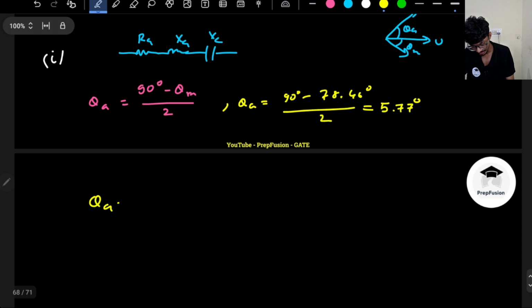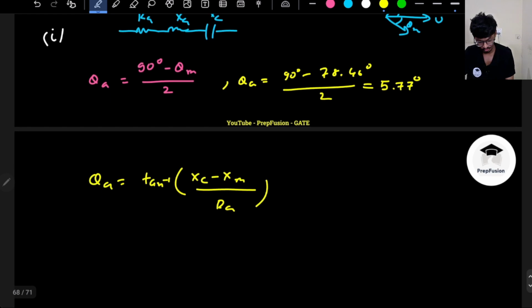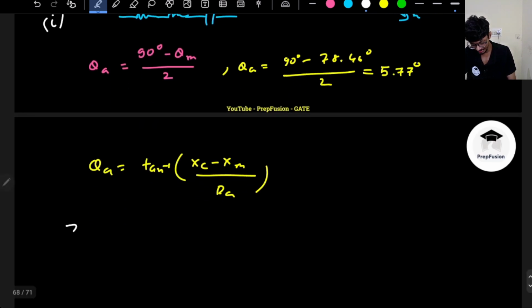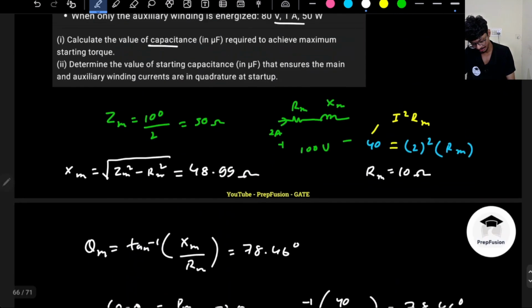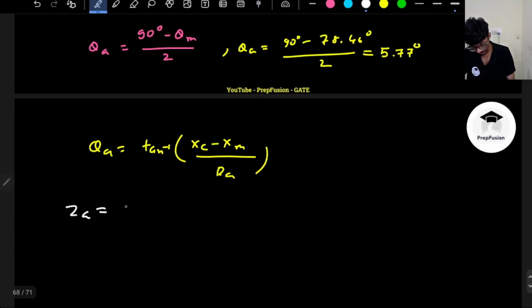Okay, so now this is theta a, and what is theta a? Actually theta a is tan inverse of (xc minus xm) divided by ra, right? So for that I have to actually find all the values. So yeah, I have to solve this rigorously. So what is za? Za will be the voltage by current. Voltage is 80, current is 1, so za will come out to be 80 divided by 1, that is 80 ohms.